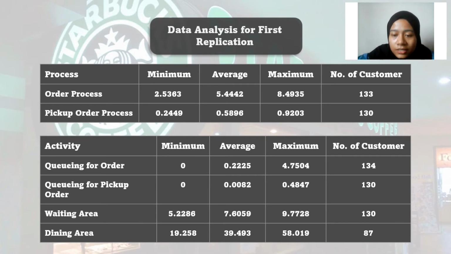As for the queuing for order, queuing for pickup order, waiting area and dining area, we can see that on average, customers spend 0.225 minutes queuing before they place their order. And for the queuing for pickup order, they spend on average 0.082 minutes. While for the waiting area, the customer spends on average 7.6059 minutes, and for the dining area, the average time is 39.493 minutes. This value shows that the customer spent about 7.6 minutes in the waiting area before their number was called by the order call worker. This means that the model for Starbucks simulation is good since the customer does not have to wait or queue for a long time to receive their order.